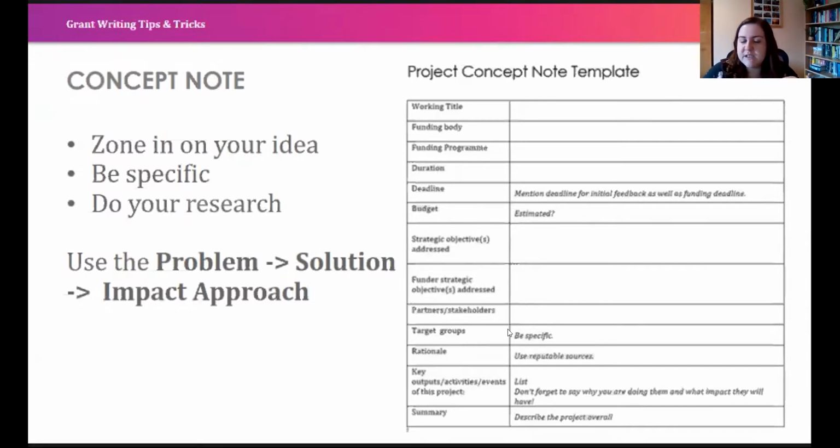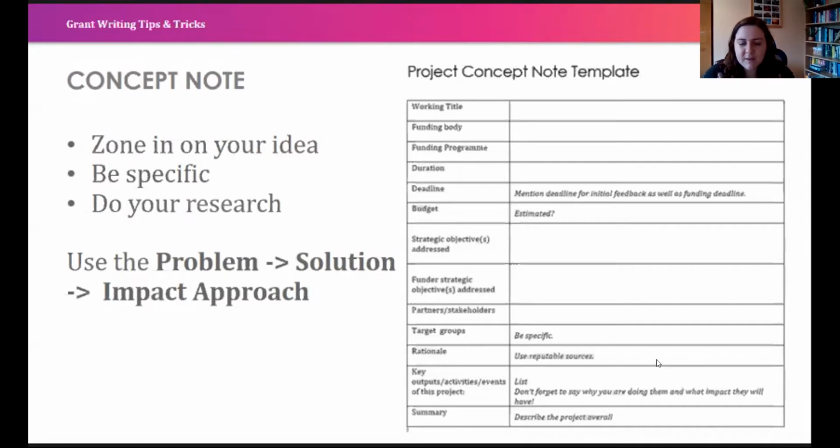And it asks you to really define your target group and to be as specific as possible, and to look at what the key outputs and activities are, all of that kind of stuff. It can be really useful, because it's very easy to get swept up in an idea. But ideas are ten a penny; to actually make it a project is different. And these are the questions you need to ask to do that.